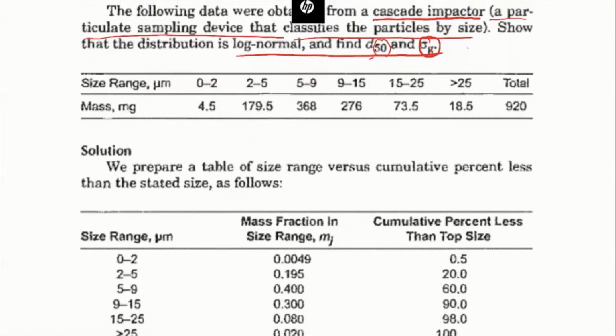Based on the functionality of the cascade impactor, it basically tells us the mass of the particles in certain size ranges, right? For example, 0 to 2 micron, the mass is 4.5, 0 to 5 has this value. So different stages will give us different masses, right? Finally, above 25 micrometer, we have this mass.